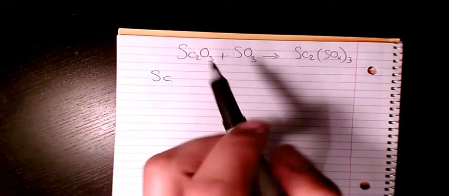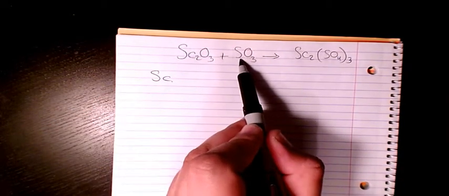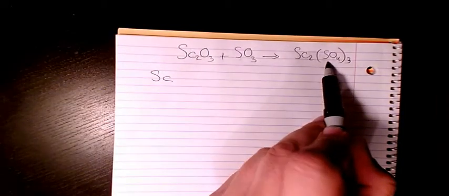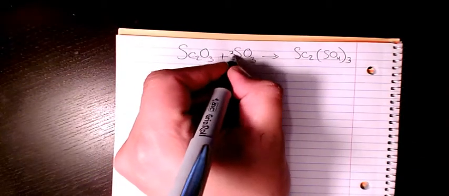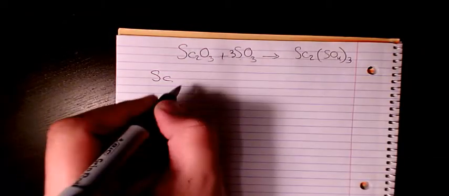That's balanced. What about sulfur? Sulfur, we have one here and we have three in here. So I make it 3. So now sulfur is balanced as well.